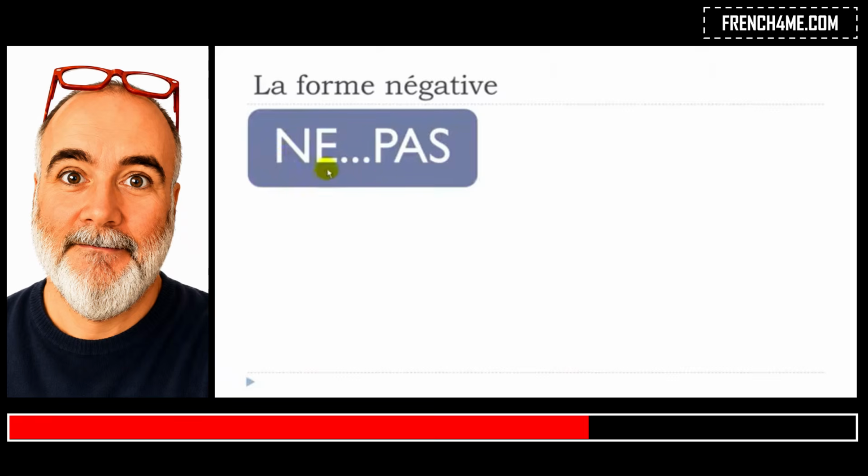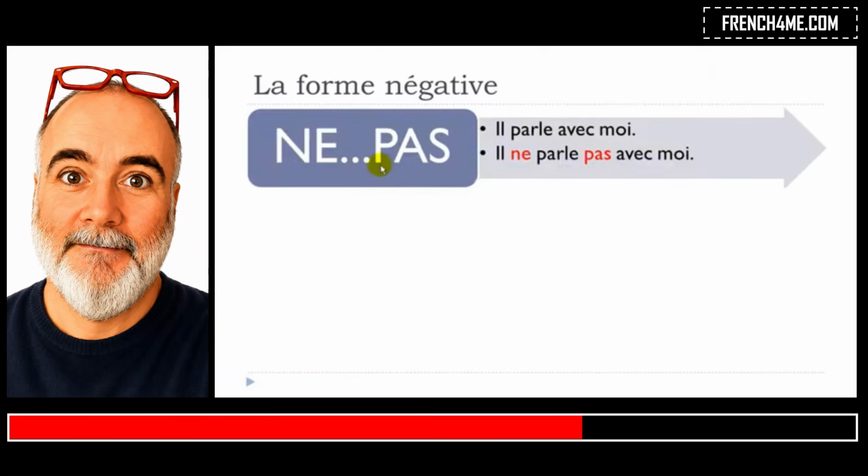So for ne pas, if you get a sentence like il parle avec moi. So il parle, he is talking, avec, with, moi, me. Remember this moi, we introduced that in this unit, and it was a pronom tonique. Okay, il parle avec moi.